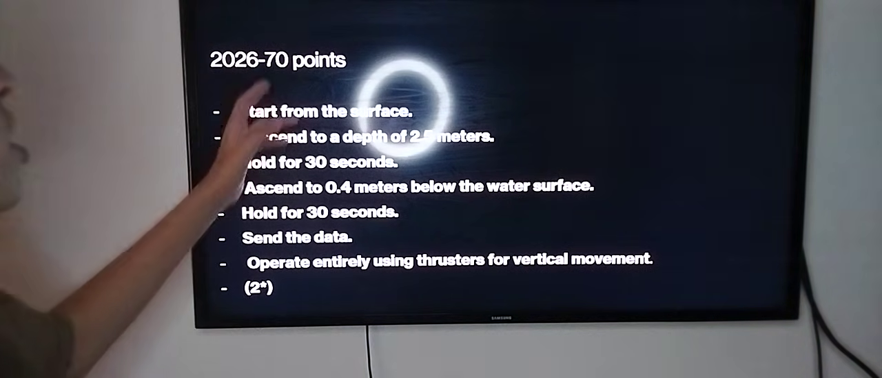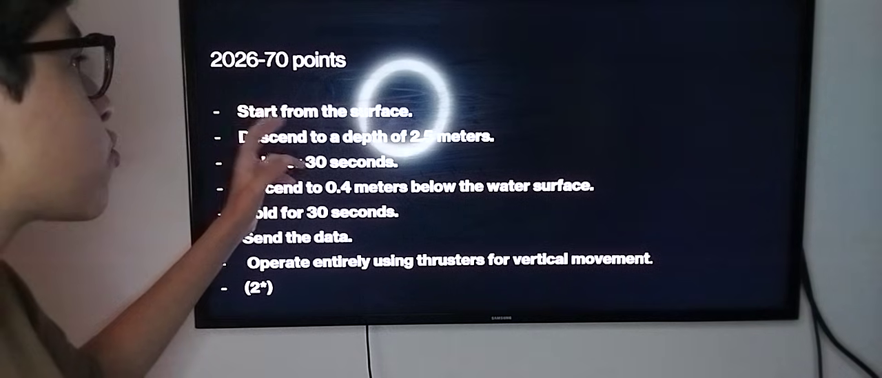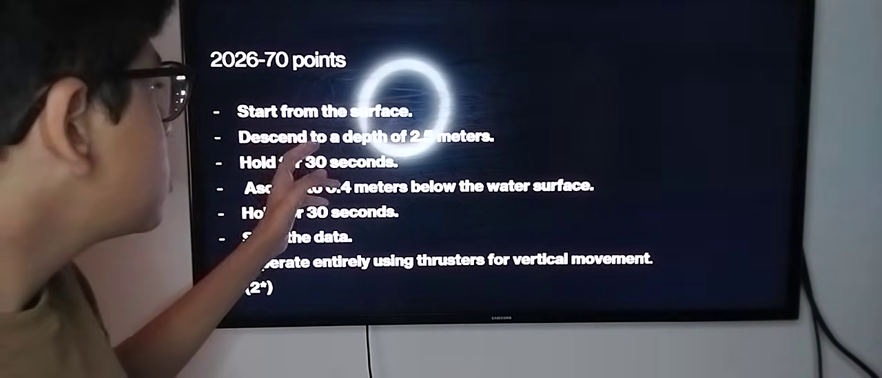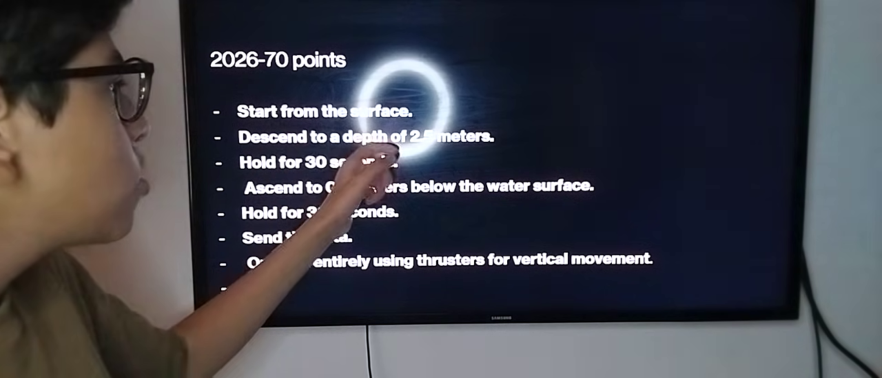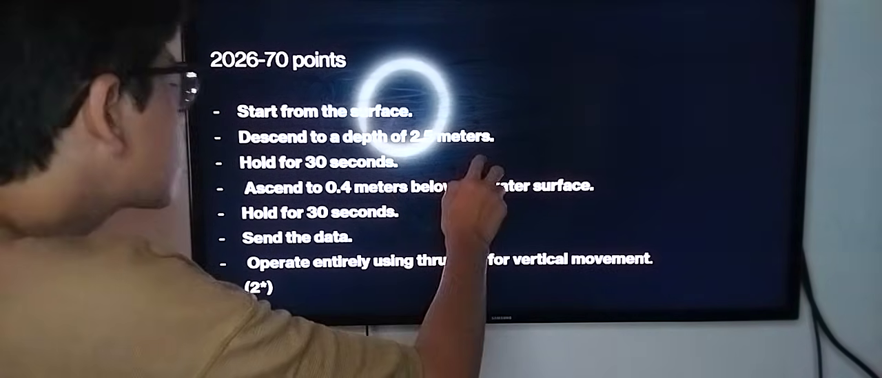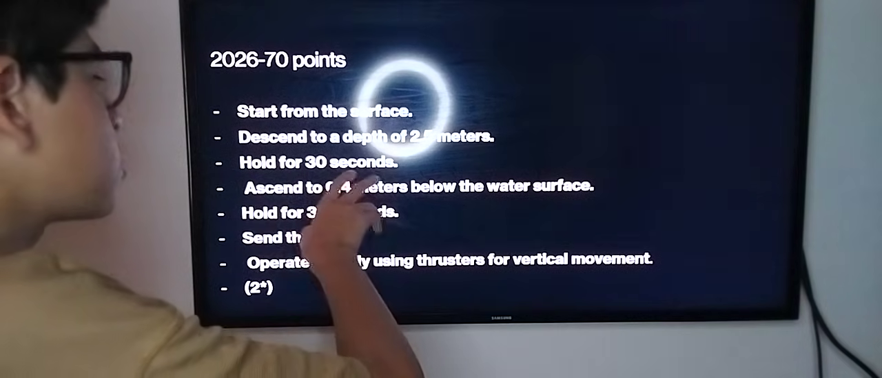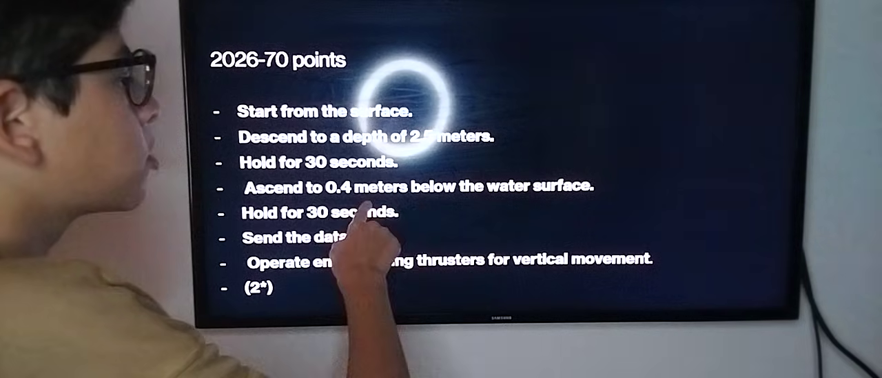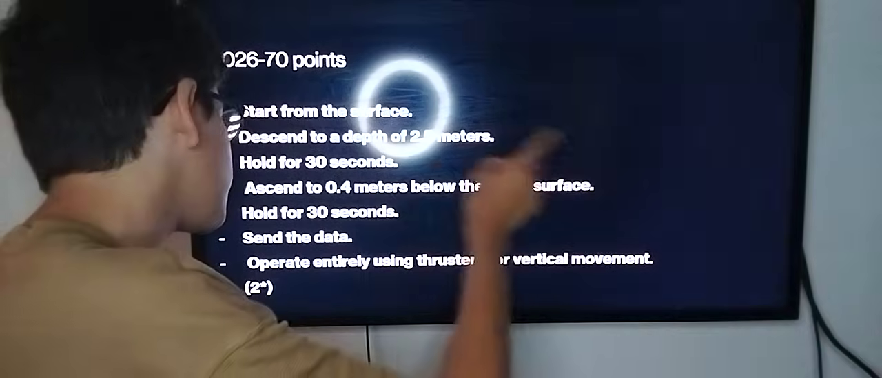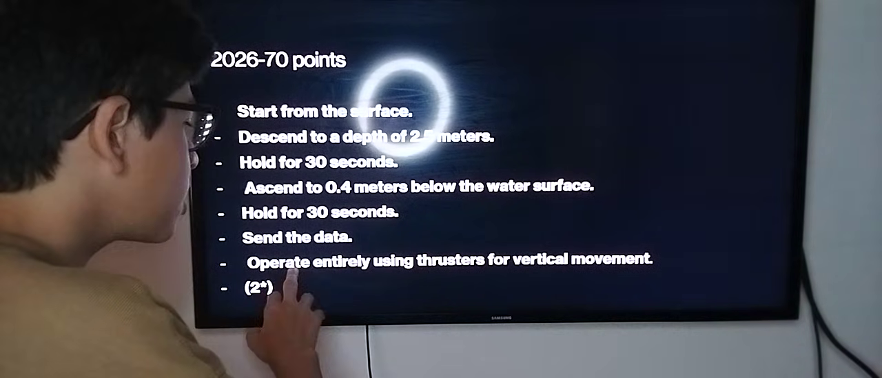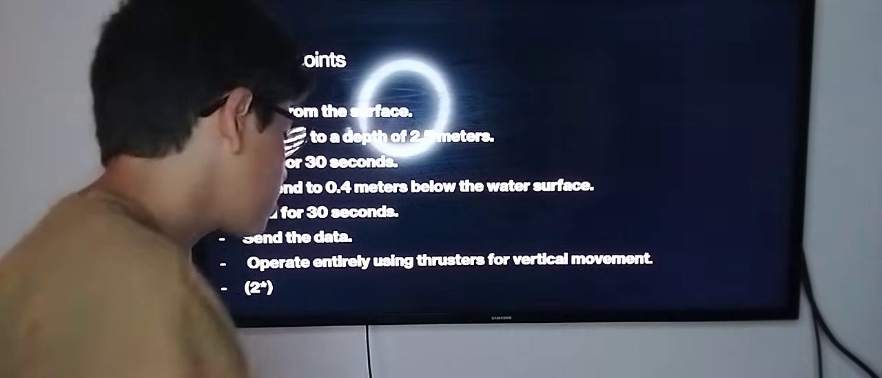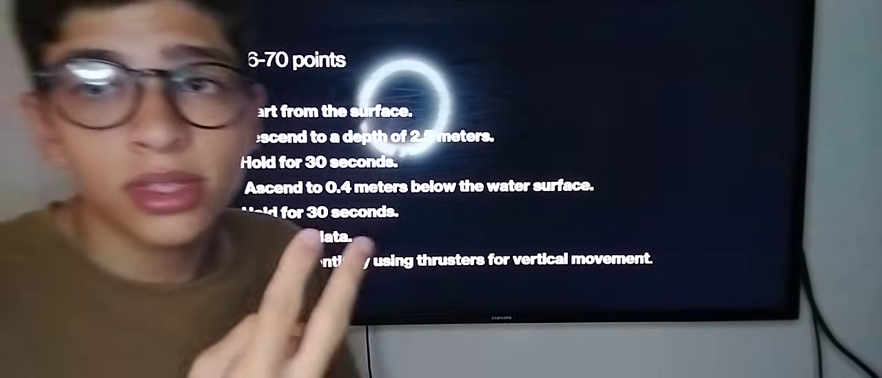It was 70 points, but we start from the surface area, descend to a depth of 2.5 meters, hold for 30 seconds, and ascend to 0.4 meters below the water surface. Send the data, and operate using thrusters for vertical movement. We do this twice.